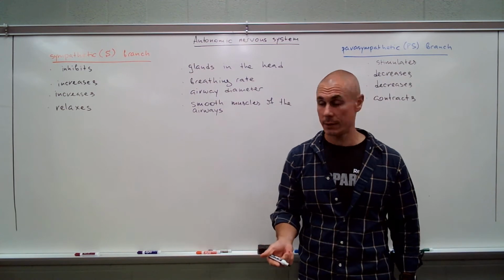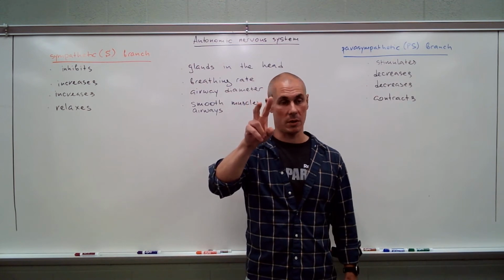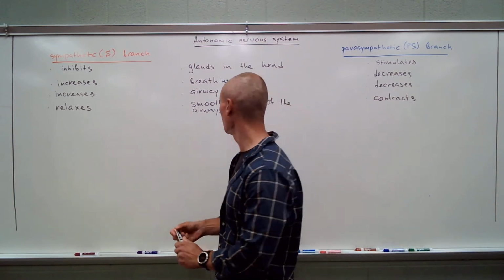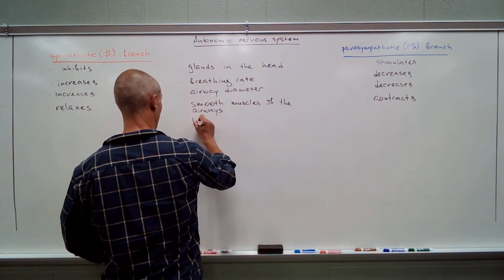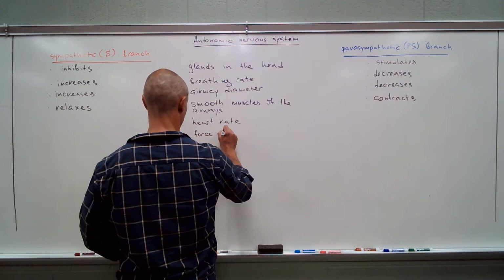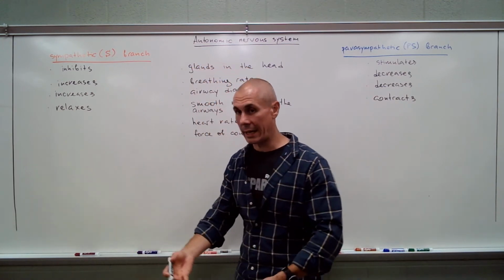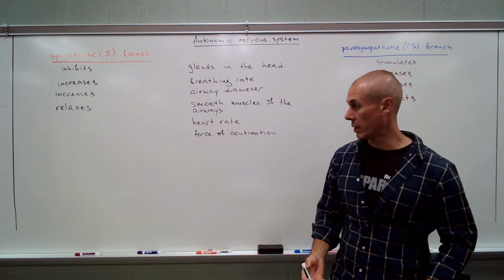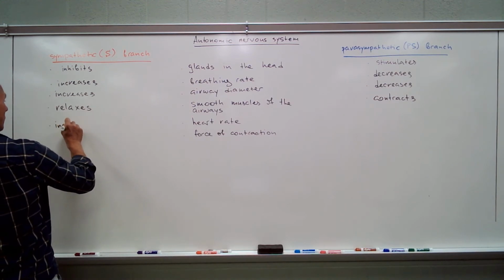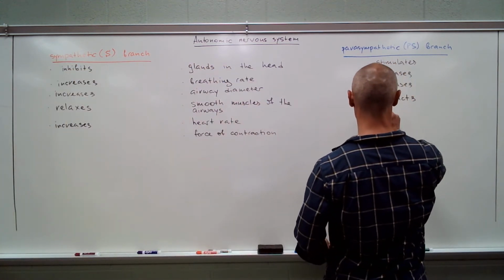Our next step is the heart. So, cardiac activity can be categorized in two things: heart rate and force of contraction. Does that make sense? So, when you are excited or scared, what happens to your heart rate? It increases. Perfect. And when you are chilling on the couch, it decreases.